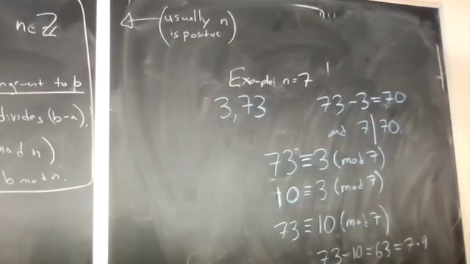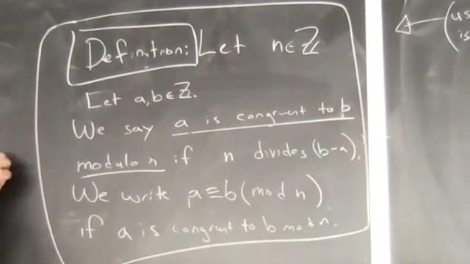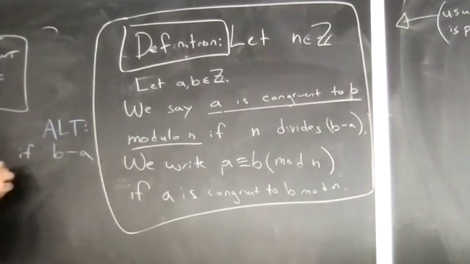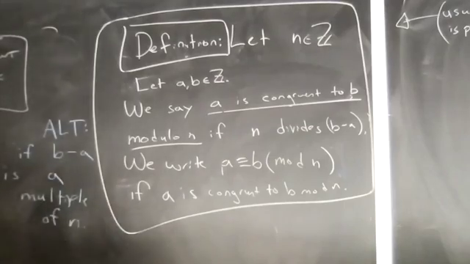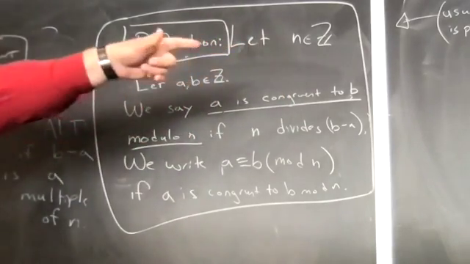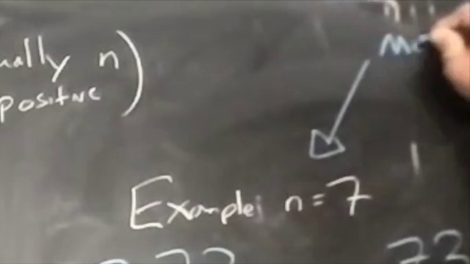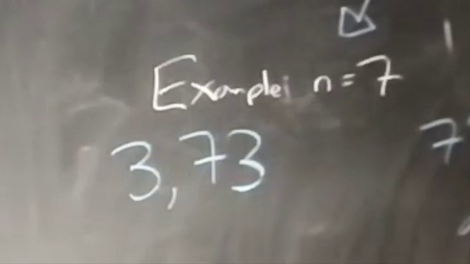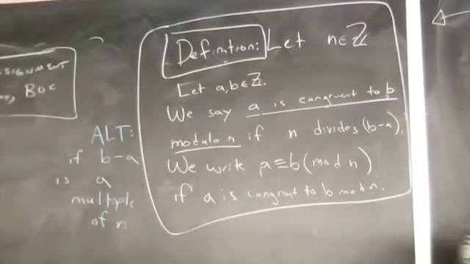So another way that you could say this that would be equivalent is instead of saying if n divides a minus b, you could rephrase this as if b minus a is a multiple of n. And that might make it a little bit easier. If you subtract the two numbers and it's a multiple of whatever your modulus is, then they're congruent modulo that modulus. This number is called a modulus. The number that you're taking congruence with respect to. So we have an alternative definition here that might be a little bit easier to think about.